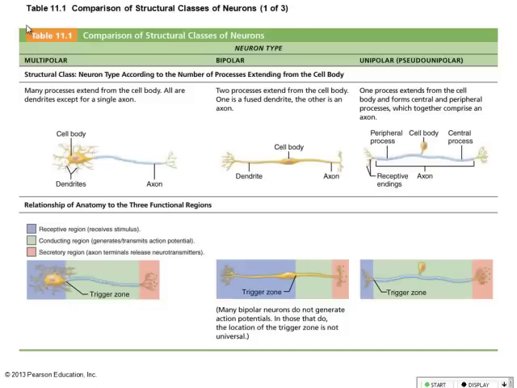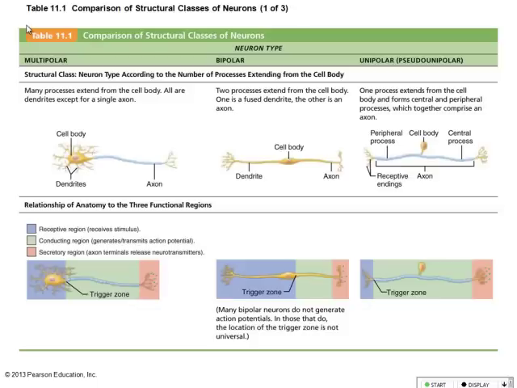So we have different structural classifications of neurons. And it depends on who they communicate with and how the message gets sent down their fibers. In this table, we see some of the different classifications of neurons. We have things called multipolar neurons. They have 3 or more processes, one being an axon.